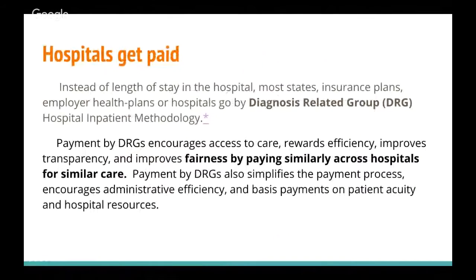So with hospitals getting paid, instead of length of stay, most states, insurance plans, and employer health plans pay hospitals by the diagnosis-related group. Payments by diagnosis-related groups encourage access to care, reward efficiency, improve transparency, and improve fairness by paying similarly across hospitals for similar care. The payment also makes the process easier, helps with administrative efficiency, and bases payments on patient acuity and hospital resources.